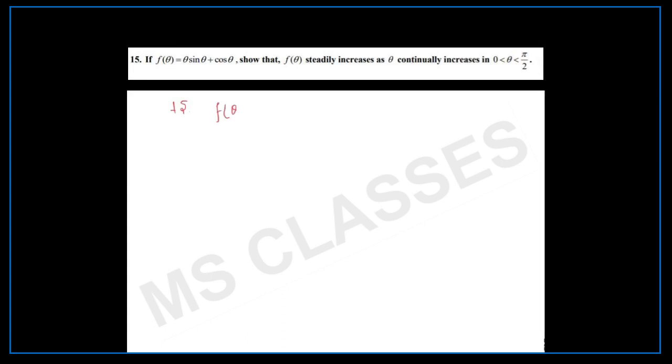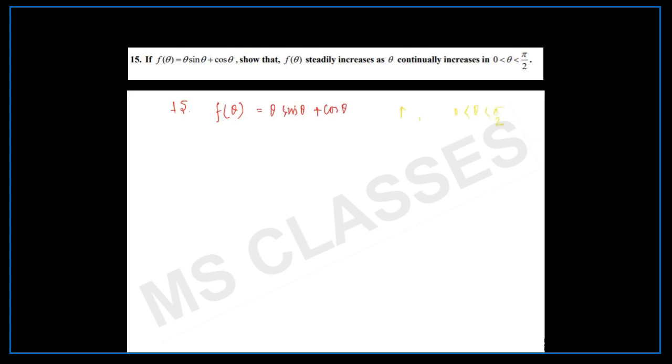F of theta equals theta sine theta plus cos theta. We have to show that f of theta increases steadily as theta increases from 0 to pi by 2. That is, we have to show that this is increasing when theta is increasing from 0 to pi by 2.